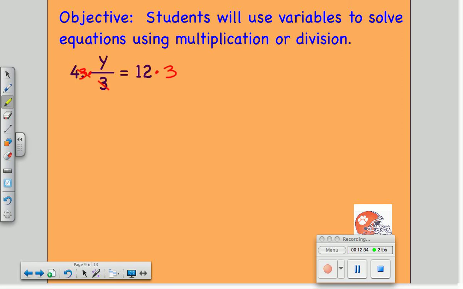The 3's cancel out. Y is by itself. 12 times 3 is 36. So I'm saying y is 36. When you divide that by 3, you get 12. Yes, that's correct. 36 divided by 3 is 12. And I used the multiplication property to solve it.